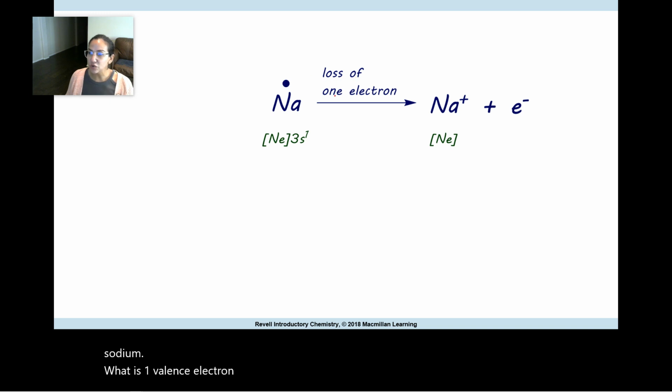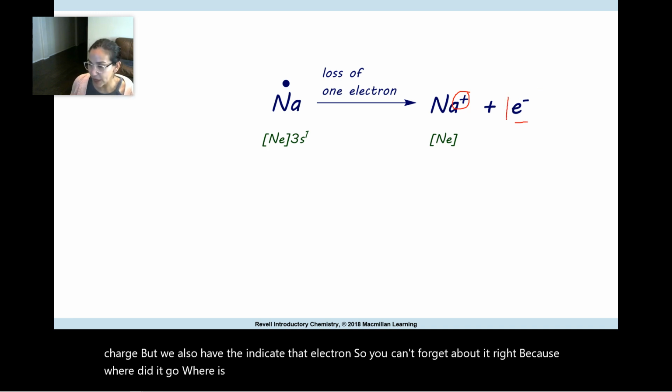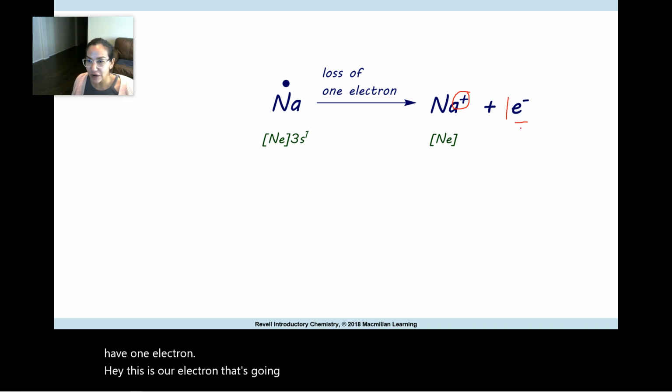It starts to lose an electron. So here's sodium now, it has a +1 charge, but we also have to indicate that electron. You can't forget about it, right? Because where did it go? And how many do we have? We have one electron. This is our electron that's going to now be shared with a different atom.